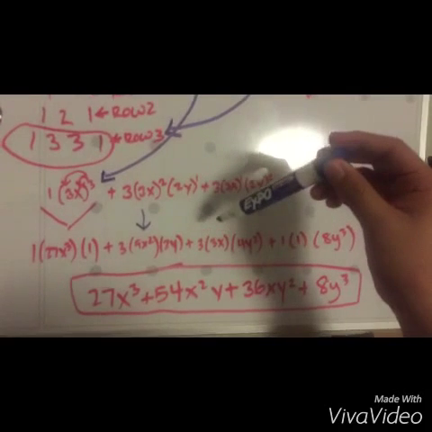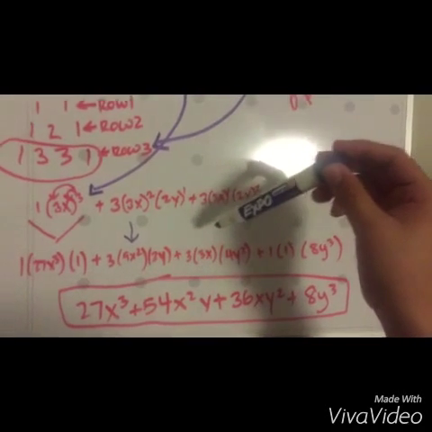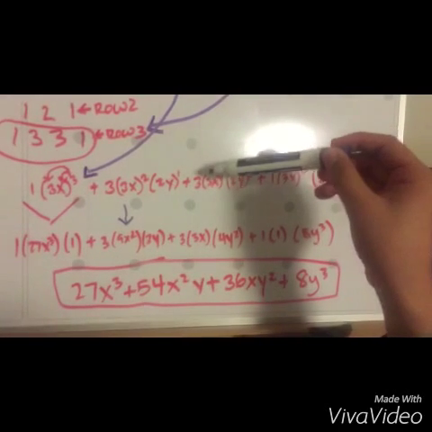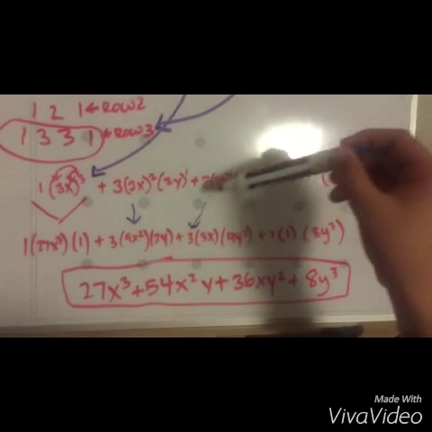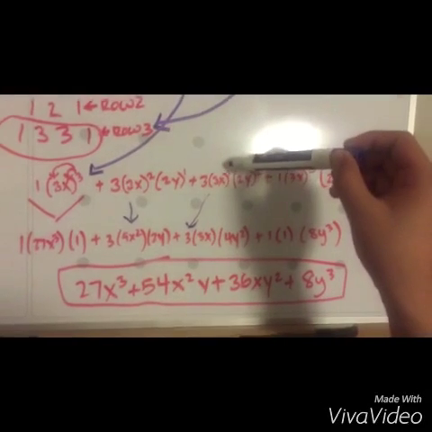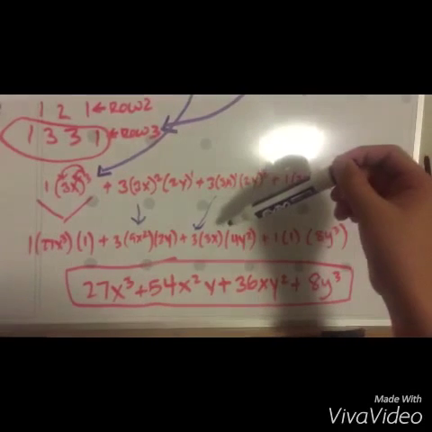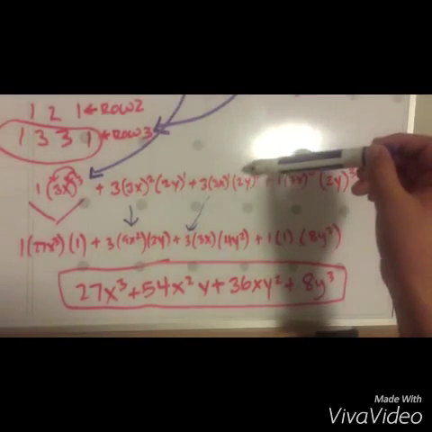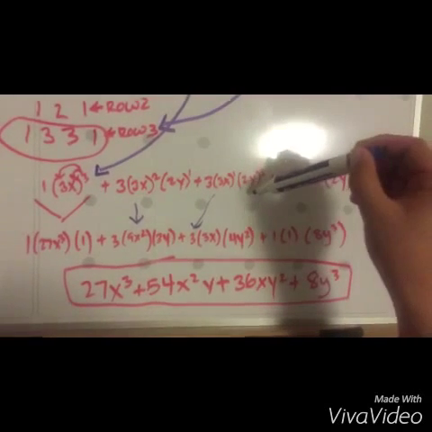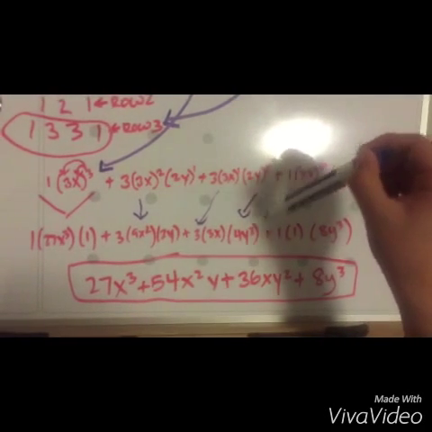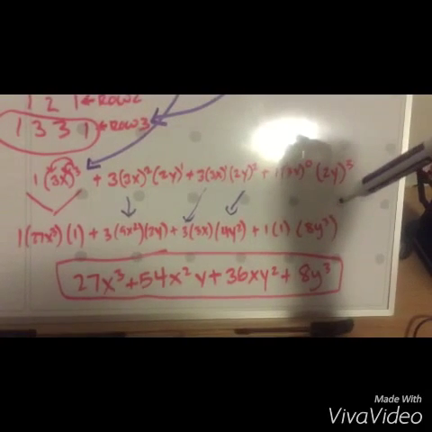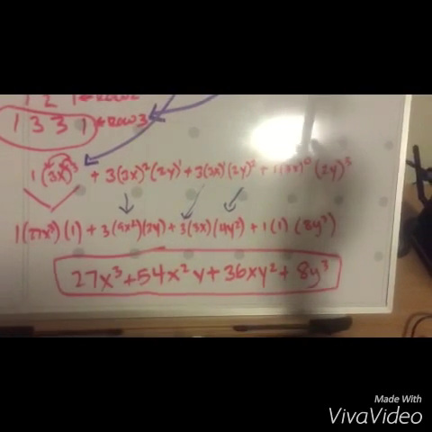And then after we have plus 3 times 3x times 4y squared, because 3 stays right here, and then 3x to the first is just 3x. And then 4y squared, because 2 times 2 equals 4, so 4y squared, and then the squared becomes inside. And then we have plus 1 times 1 times 8y to the third.